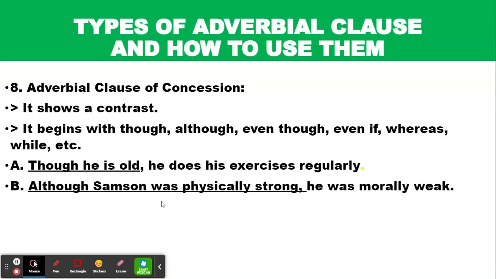B, although Samson was physically strong, he was morally weak. So we are looking at the two opposite qualities in Samson. He was physically strong, but he was morally weak. All right, so we use this adverbial clause of concession to look at these two opposite qualities. Although Samson was physically strong, he was morally weak. Okay.